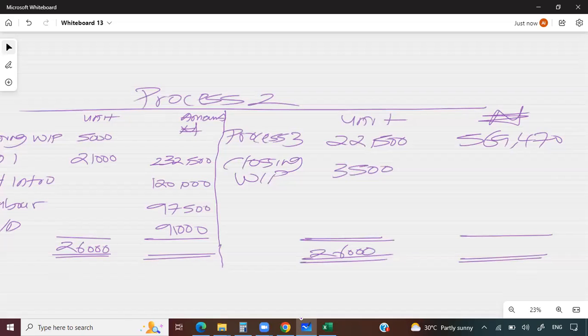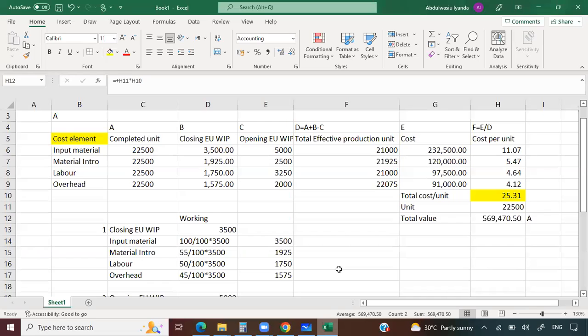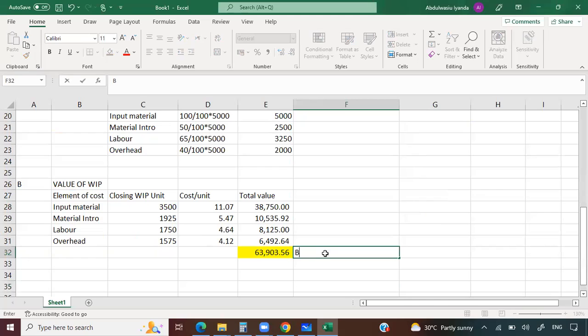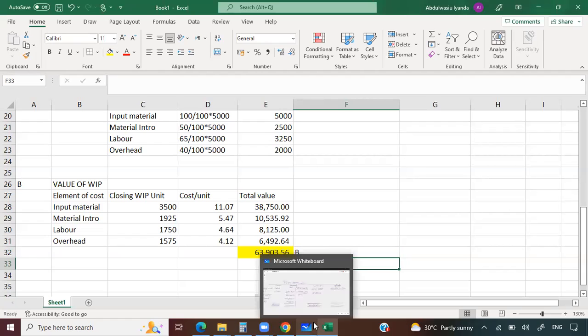What is the value of this? That is requirement B. This is requirement B. Requirement B is 63,904. It may be a little bit different, maybe as a result of approximation from your own calculator as well.